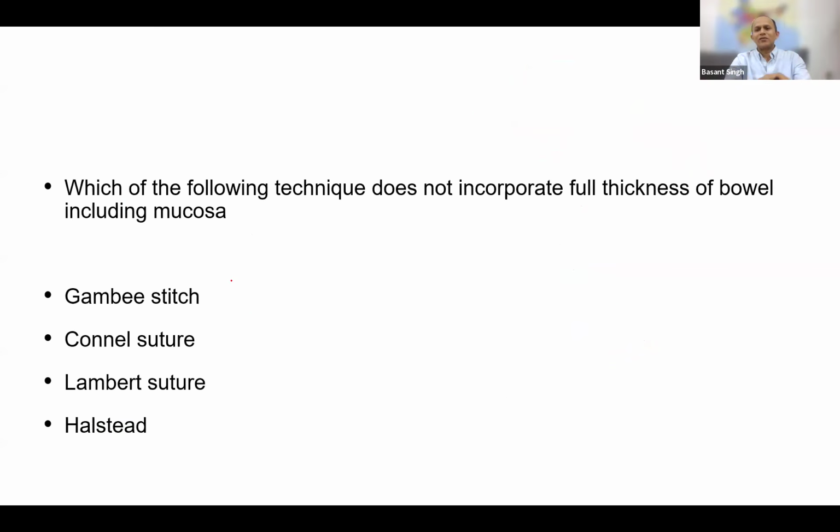Now there was a question on your stapling technique, suture technique also. Which of the following techniques does not incorporate the full thickness of bowel? What is Gambee stitch? What is Connell stitch? Lembert, Lembert and Halsted both. Okay, so Lembert and Halsted are the same thing only. Gambee is full thickness. So if you're doing bowel anastomosis, this is basically a full thickness stitch. Okay, so you go from here like this. Full thickness stitch, and the knot is inside in Gambee stitch.